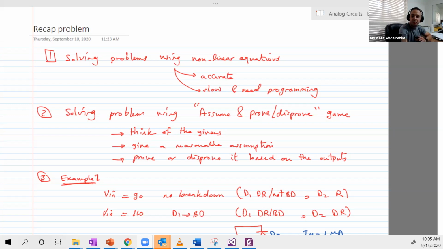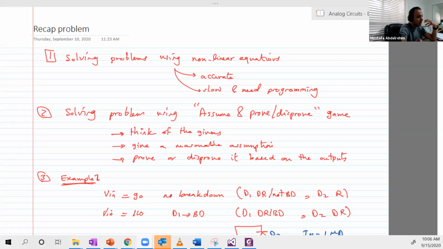Then we see another approach, which is also accurate, by the way, in which you assume, from the characteristic of the diode, the operating point, for example, or the operating region. And for each region, there are some characteristics, especially in reverse bias. Okay. So we think about the givens.